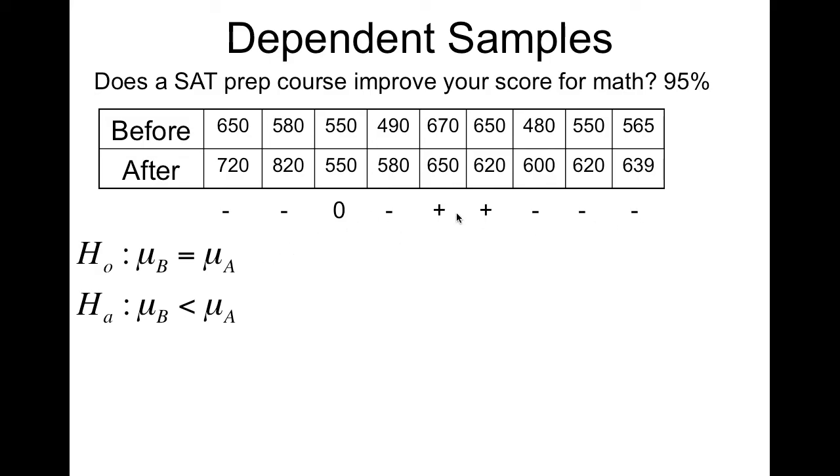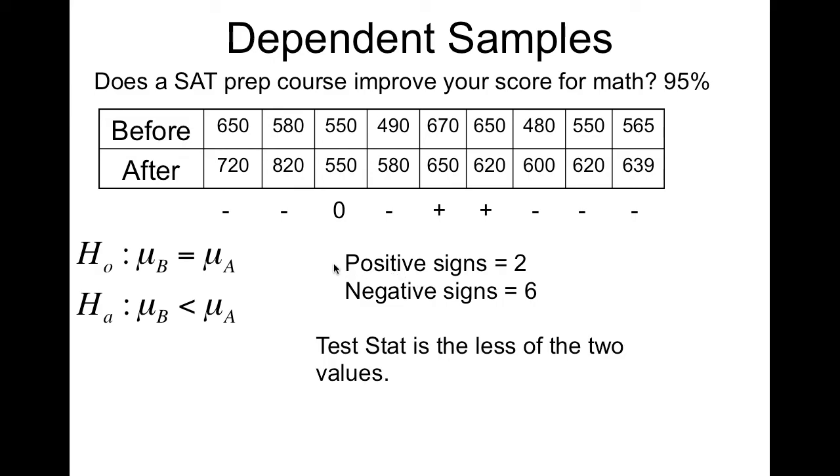And again, I don't care about the value, I care about positives and negatives, and that's what I want to count up now. I want to count up how many positive signs, 2 positive signs, and there were 6 negative signs. Kind of just ignore the 0 for right now. Now, one of those is going to be your test statistic, and the rule is the test stat is the lesser of the 2 values. So in our case, we have 6 and 2. Our test stat is 2. So there's one value that we're going to be comparing to decide if we reject or fail to reject. That is our test stat, or our test statistic.